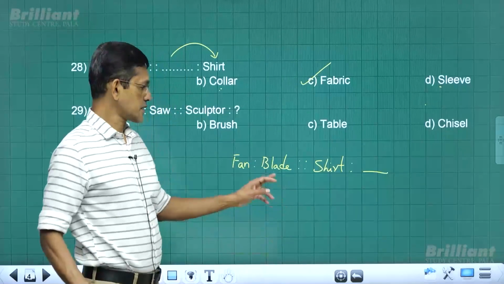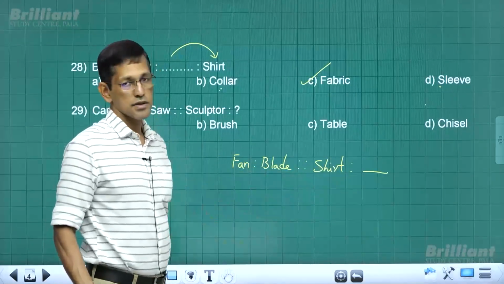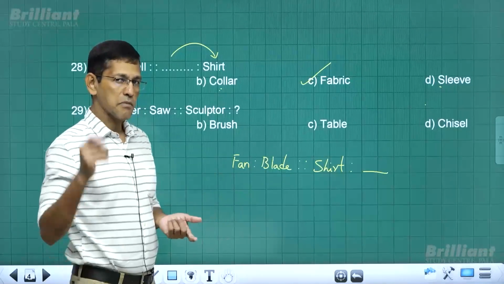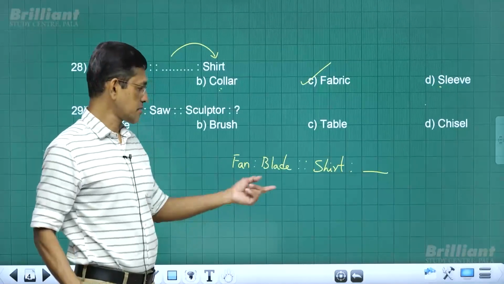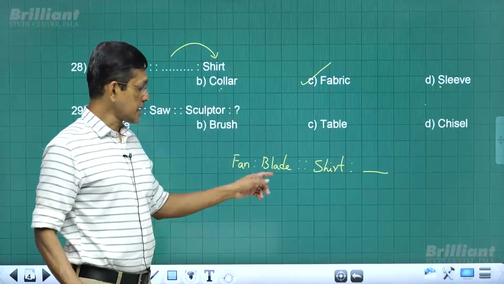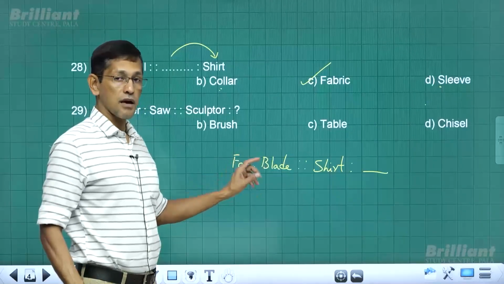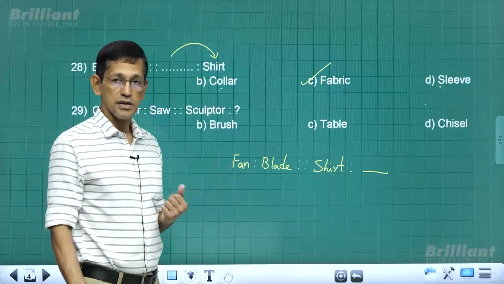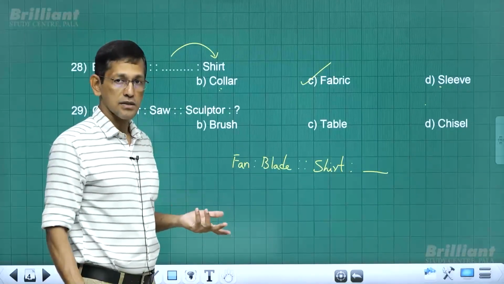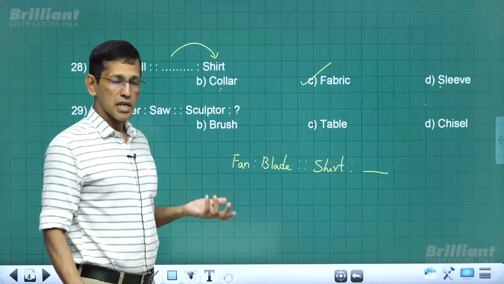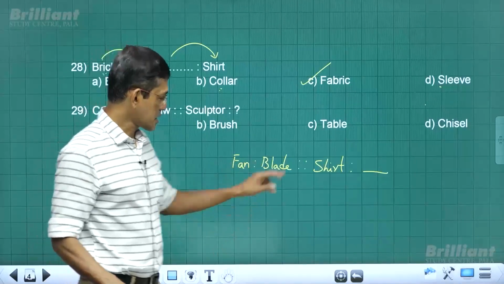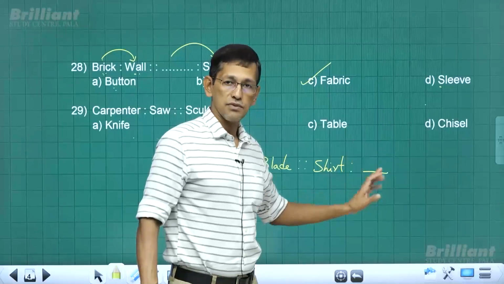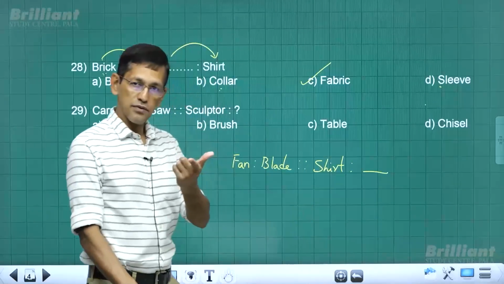In that context, if they ask, shirt is to what? The fan is to blade. What is it, blade? Is it like the blade we used to shave, or is it some other meaning? In this case, you have to assume that fan and blade, well, shaving blade and fan, doesn't have any logical connection, right? Either you take it that way, there is no connection at all, then for shirt we have to find an object which is not really connected with the shirt from the answer choices. That's one of the ways.